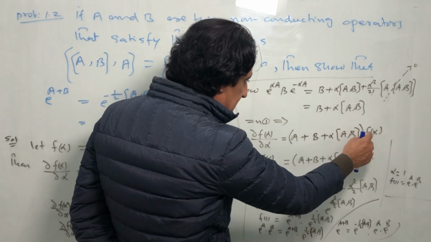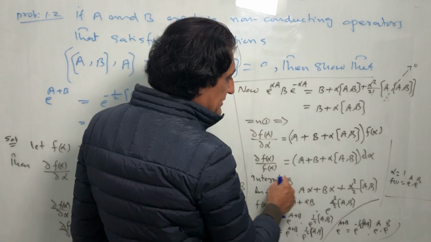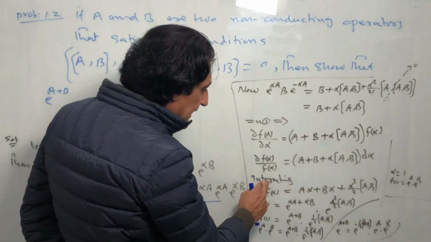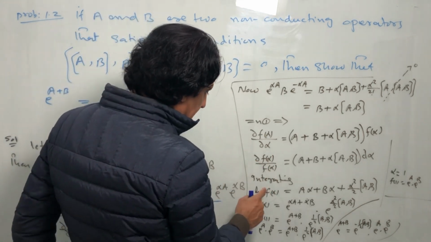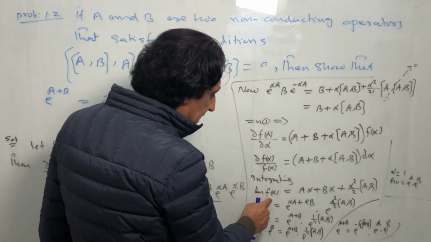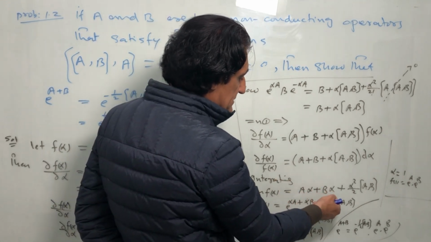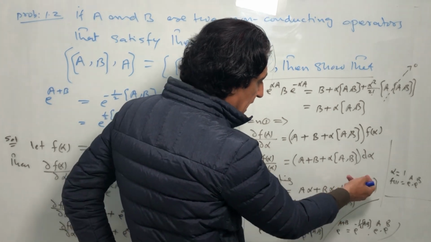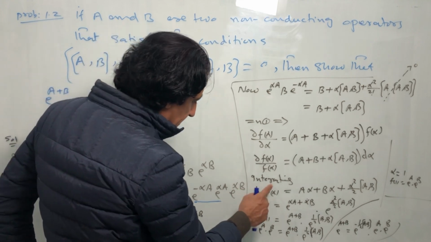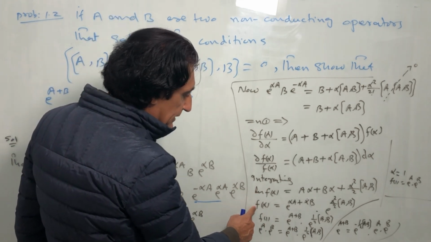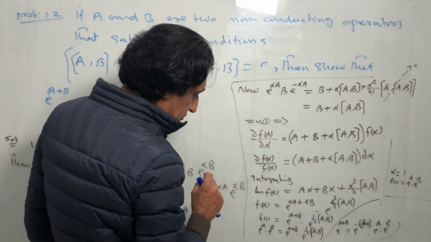Now, if we take this f of alpha to the left hand side and this derivative to the right hand side, and then integrate this equation, from the left hand side we get log of f of alpha, and by taking integration of this, it is equal to A alpha plus B alpha plus alpha square, and this term. And further, if we remove the log term, then f of alpha goes to the exponential term. So this goes to the exponential, and this goes to the exponential.